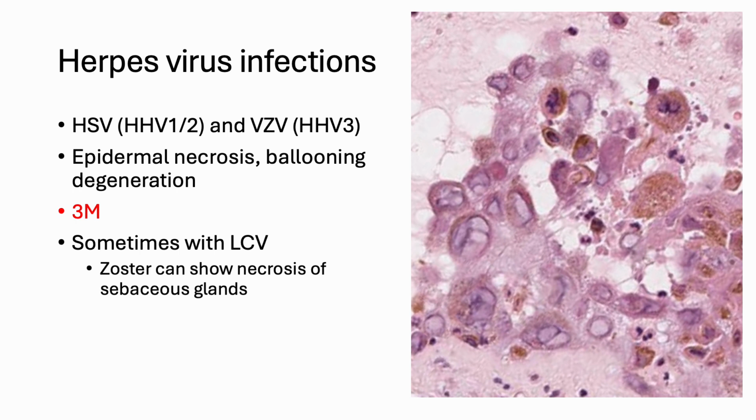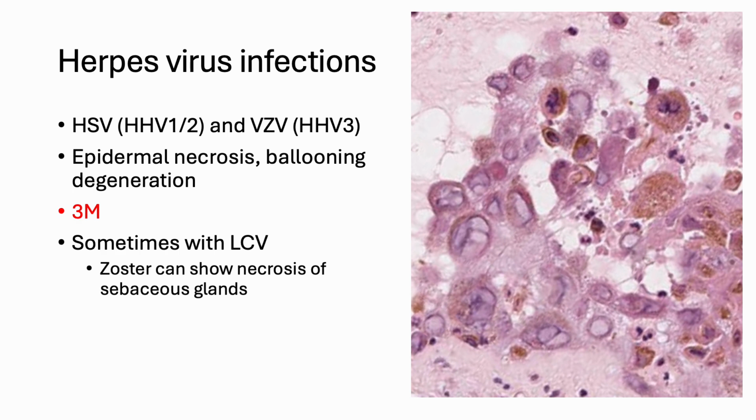HHV4 should be EBV, 5 should be CMV, 6 should be roseola, 7 should be pityriasis rosea, and HHV8 is Kaposi sarcoma. Sometimes the exam will give you different names, and you should be able to recognize them.